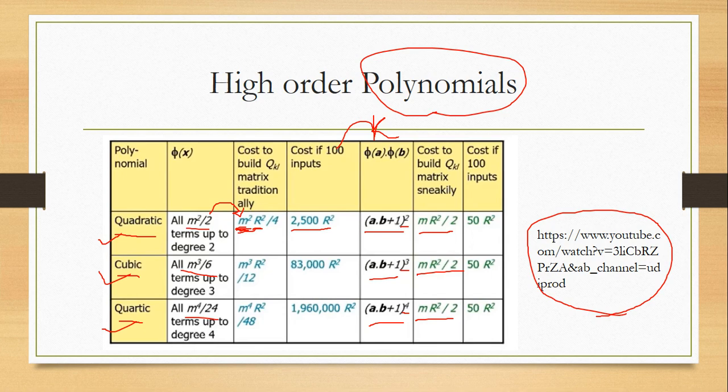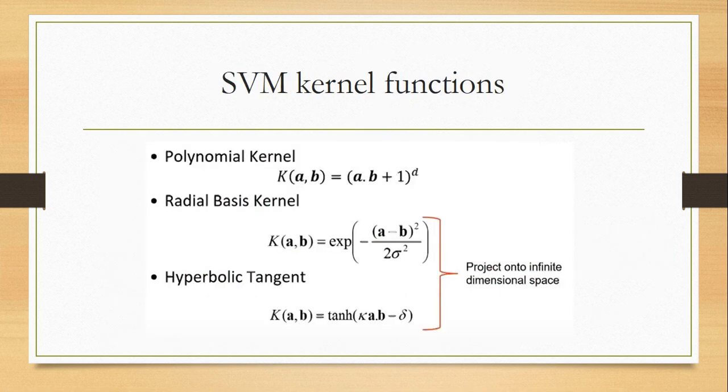And if suppose I have 100 inputs, and I keep the value of m as 100, then 100 divided by 2 will be 50. So 50 r square, that will be the cost value actually. 50 r square, that's the cost value. So whether it is quadratic or cubic, it doesn't matter, dimension doesn't matter if you are applying the kernel function. Okay, so these are some kernel functions.